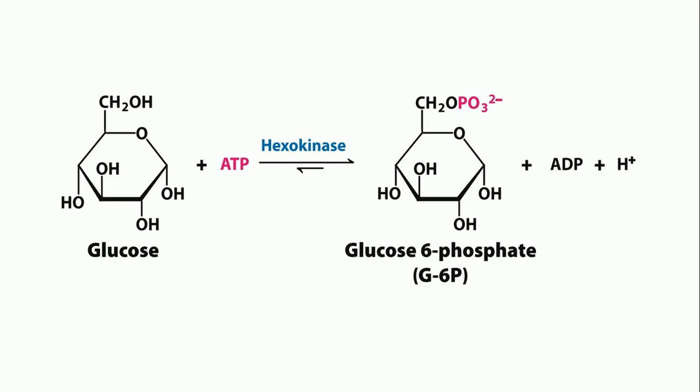You might keep this in mind: hexokinase doesn't act exclusively on glucose, it acts on other 6-carbon compounds such as galactose, mannose, and fructose, etc.